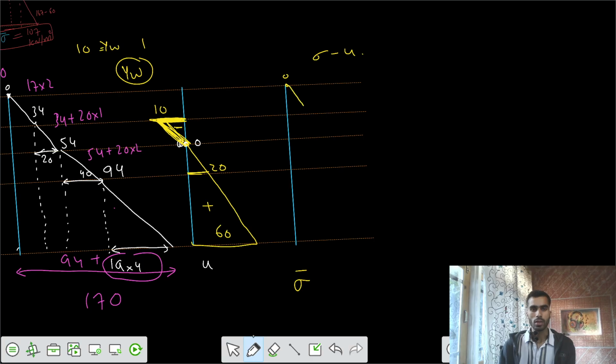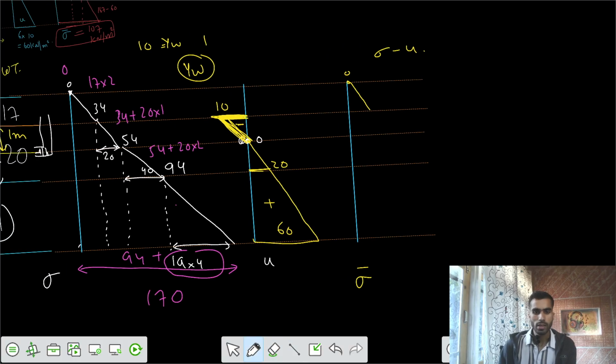Let's go for the first case, just above that reference level. Initially we have 34 just above that level. So I would write 34 minus, just above that level we have zero pore water pressure. So 34 minus 0, that is 34.